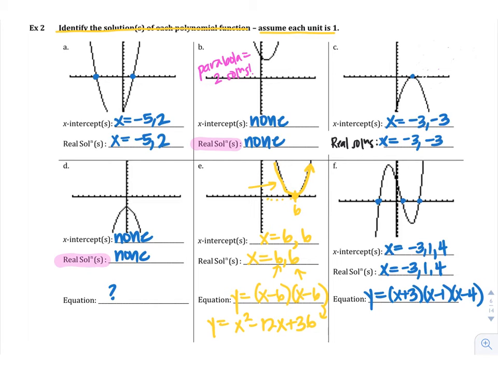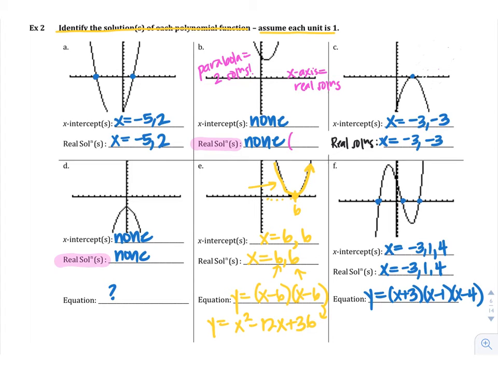The next piece is we're always looking for our x-intercepts, but on both B and D, the quadratic does not cross the x-axis, okay? And so here's the deal. Our x-axis is where our real solutions are located. So I know there's 2 solutions and it doesn't cross the x-axis, so there's not real solutions. It means there's actually 2 imaginary solutions, okay?